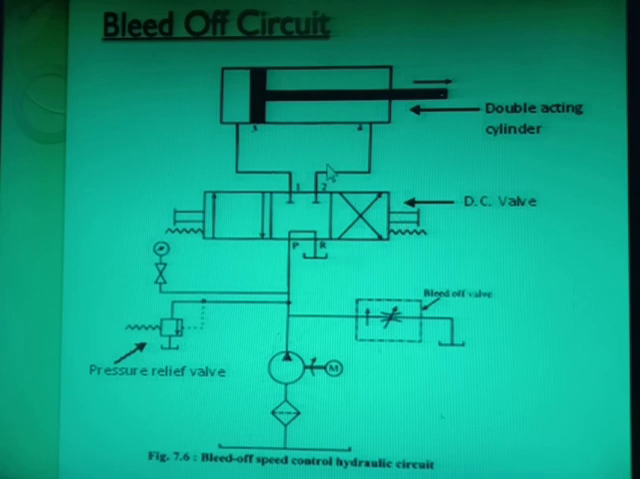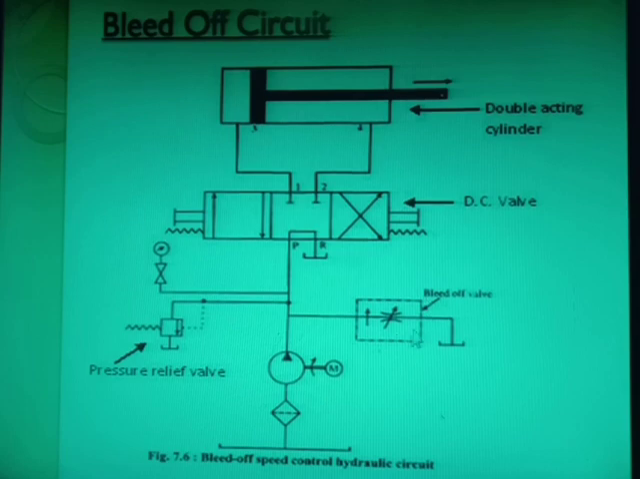In the bleed off hydraulic circuit, we want to control the speed of the actuator in both directions, in extension as well as in retardation. The forward motion is called extension, and when it comes backward it is called retardation. For this we use the bleed off hydraulic circuit. Here a bleed off valve is provided, which is nothing but a pressure compensated flow control valve.